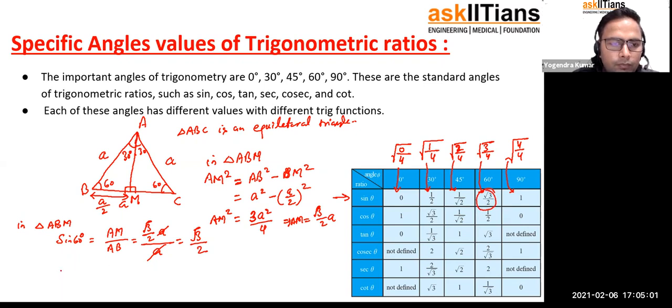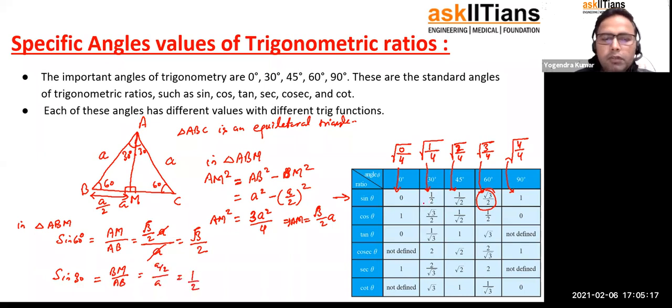Now, what is sine of 30? For 30, this is the opposite side, BM, divided by AB, the hypotenuse. So A by 2 divided by A, which is what? 1 by 2, right? I hope you got it right, 1 by 2.